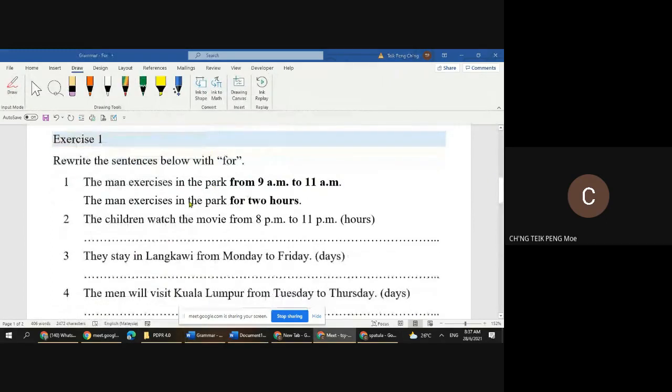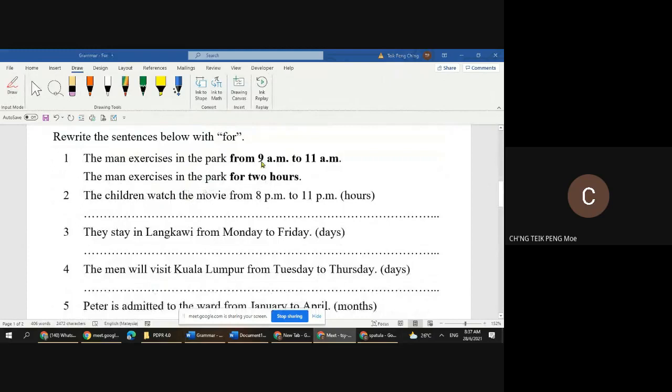The man exercises in the park from 9 a.m. to 11 a.m. So from 9 a.m. to 11 a.m., we have got 2 hours, right? So you can write: the man exercises in the park for 2 hours. Selama 2 jam. Okay, now look at the sentences. Look at how we write about time. Cara nak tulis tentang masa dalam bahasa English.